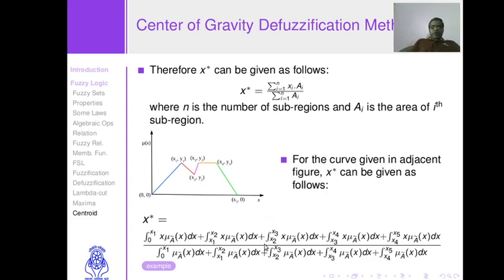The only difference between numerator and denominator in this equation is that in the numerator we have x multiplied with the membership function, and in the denominator we have only the membership function, integrated with respect to x within the limits that represent the endpoints of a particular sub-region or segment. It is a little bit complicated, but with the help of an example we would be able to clarify it.